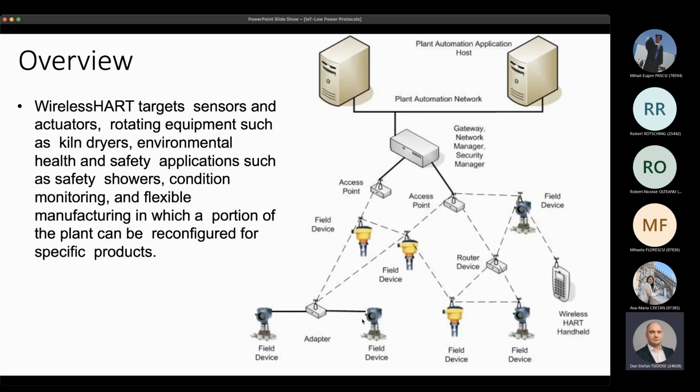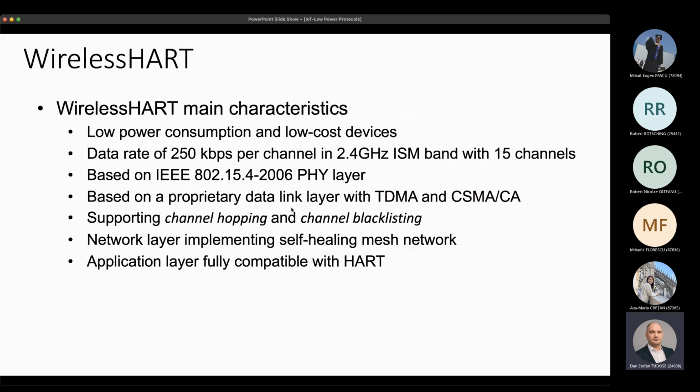Now, as an overview, WirelessHART usually targets sensors and actuators. So you have these field devices which can be different industrial sensors. You can have flow, pressure sensors, position sensors, and so on, that are used in all sorts of industrial automation scenarios. And then you have actuators. The actuators can be relays, motors, or some sort of linear actuators and so on. So you have a very targeted focus towards industrial automation applications.